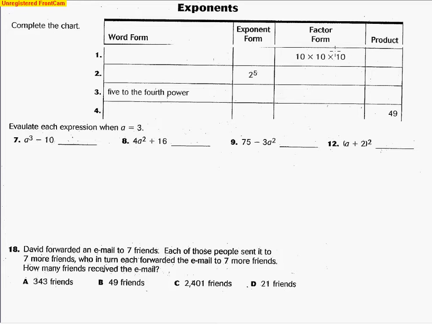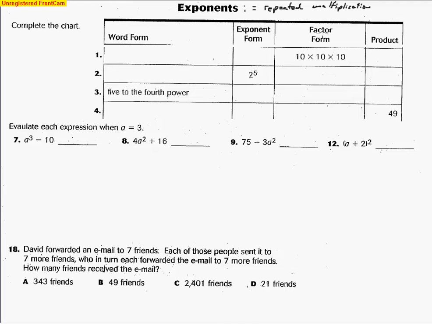So let's take a look at what we've got given to us. We've got the factored form. The factored form tells us how many tens we have. What exponents represent is repeated multiplication. And the neat thing about them is that we can write a big number using a small amount of space. That's what's good about them.